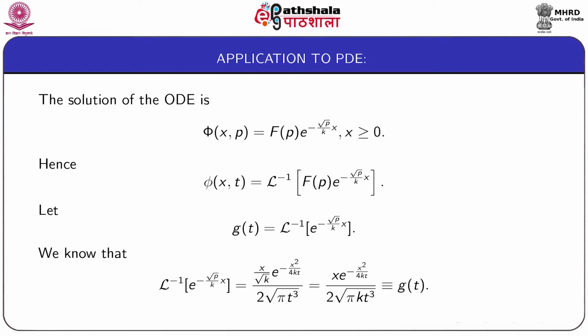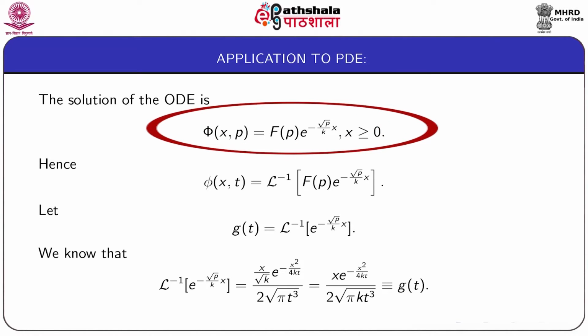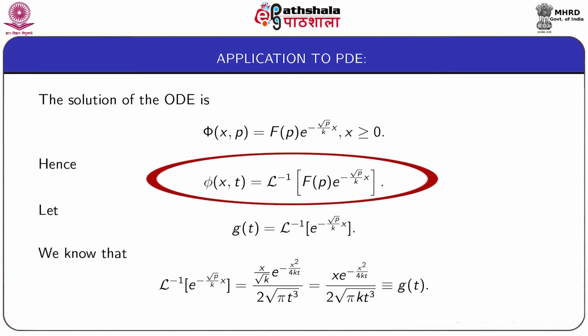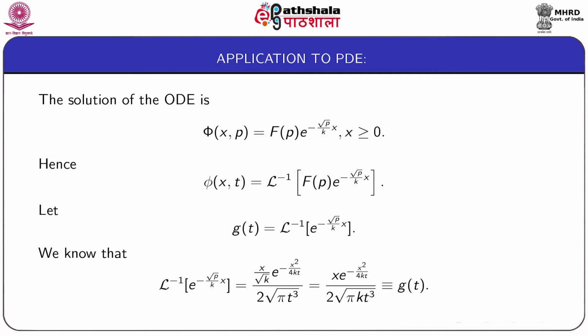The solution of the ordinary differential equation is given by Φ(x,p) equal to F(p) e^(-√(p/k) x), where x is greater than or equal to 0. Taking the Laplace inverse of Φ produces φ(x,t), and that is equal to the Laplace inverse of F(p) times e^(-√(p/k) x).